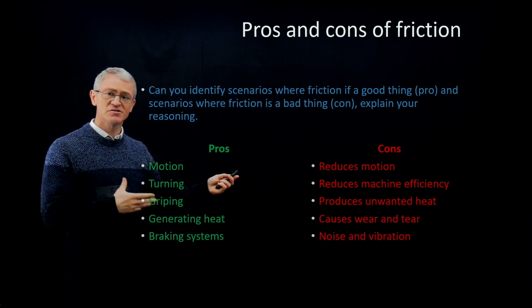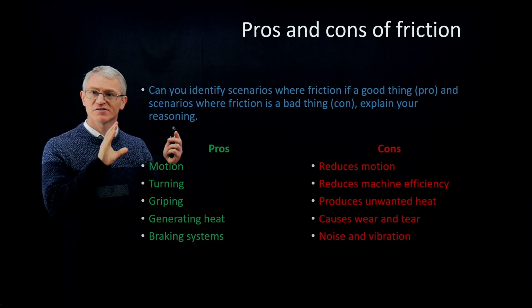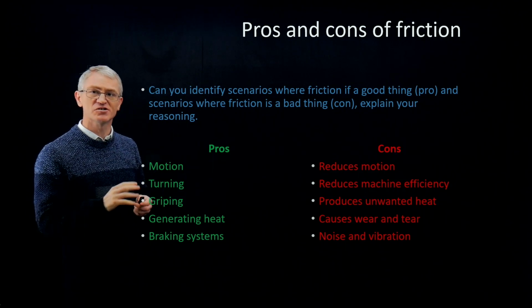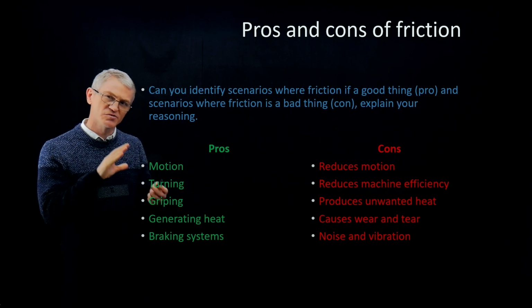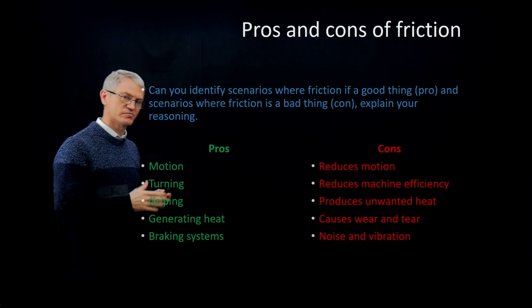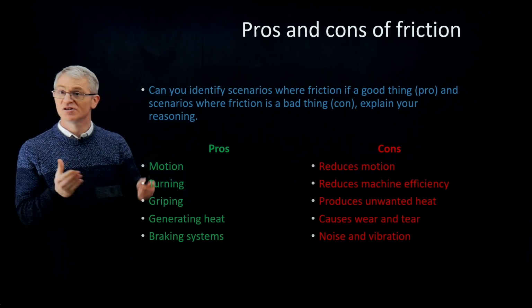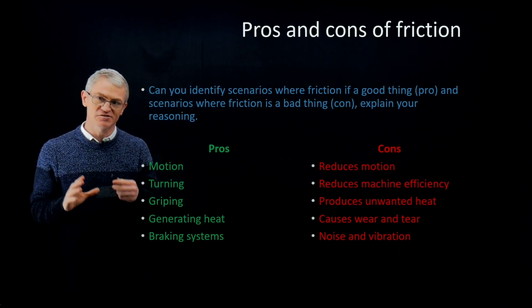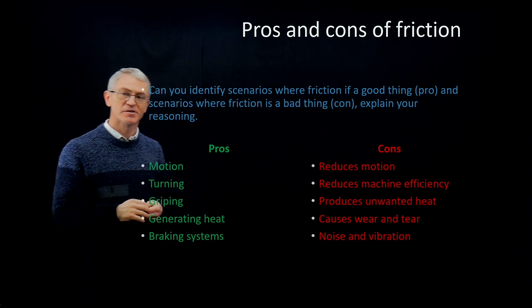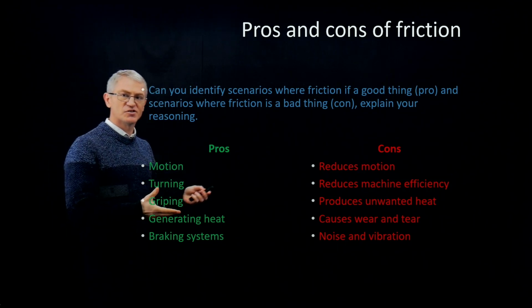Now, the cons are the following here, but what the question says is, can you identify scenarios where it's a good thing and a bad thing? So these are the pros and the cons, but where would that be good? So cars. Braking is a good one. Cars turning, really good one, because the wheels get friction on the ground so you can turn. Let's go for the cons.